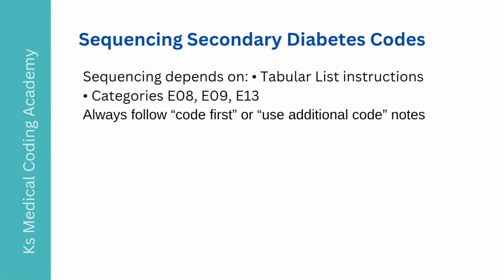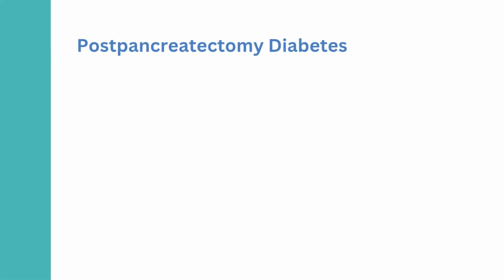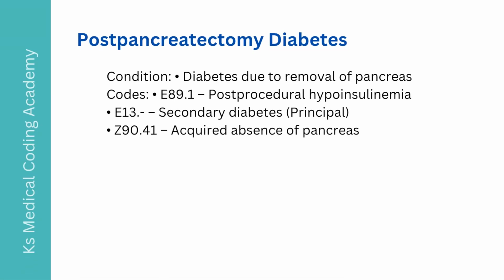Sequencing secondary diabetes. Sequencing depends on the tabular list instructions. Always follow code first, and use additional code notes for E08, E09, and E13. Post-pancreatectomy diabetes. For diabetes after pancreas removal, assign E13 as the principal diagnosis, E89.1 for post-procedural hypoinsulinemia, and Z90.41 for acquired absence of pancreas.